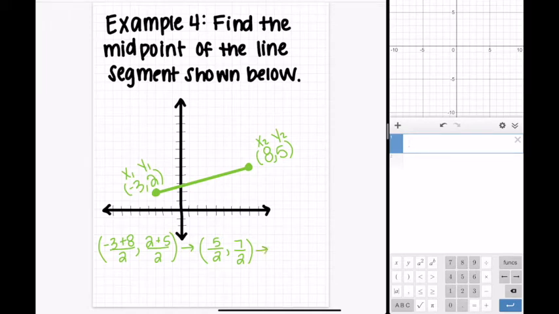You can change them to mixed numbers so that you can actually count on the grid to plot your point. So 2 goes into 5 twice with 1 left over. So 2.5. And then 2 goes into 7 3 times with 1 left over. So 3.5. All right, so let's count. Right 2.5, up 3.5. So 1, 2.5, and then up 1, 2, 3.5. So that's right here. And that does fall exactly halfway between the two endpoints.